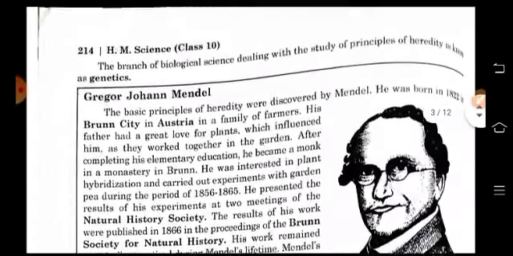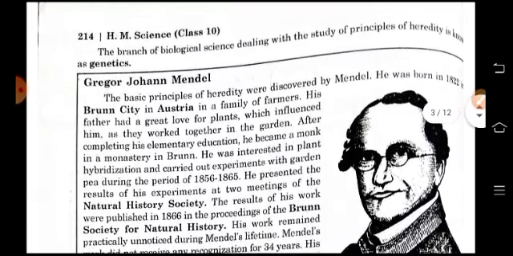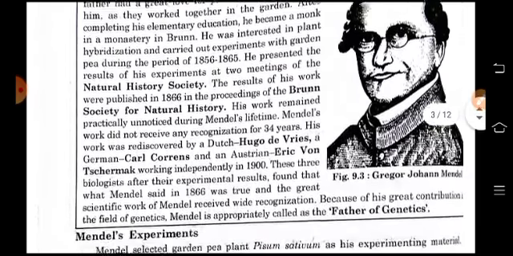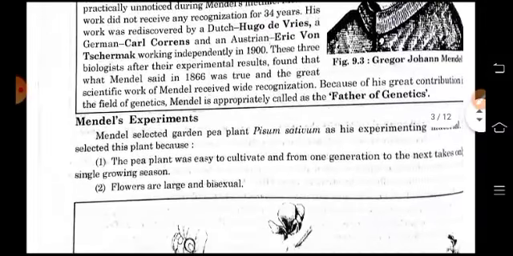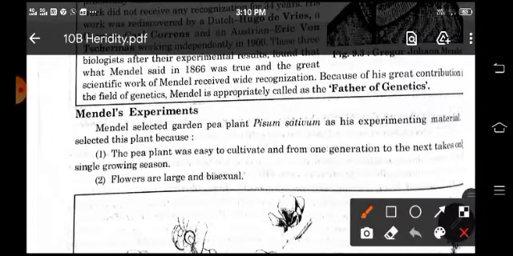Now Gregor Johann Mendel, who is known as the father of genetics, did many experiments on the pea plant, and he concluded many laws related to genetics. So he selected the garden pea, Pisum sativum, as his experimenting material.